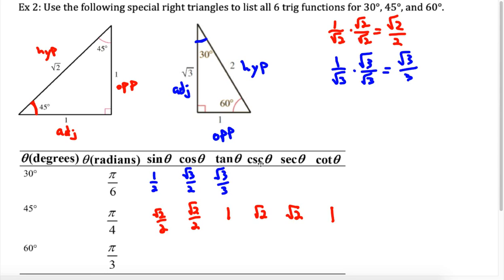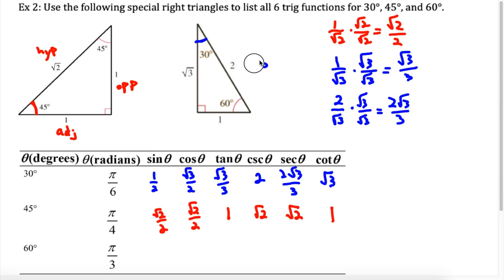Then the cosecant is the reciprocal of sine, so that would be 2 over 1. Secant would be the reciprocal of cosine, so that would be 2 over the square root of 3. Rationalize this, multiply the top and bottom by the square root of 3, and we'll get 2 radical 3 over 3. And then finally, the cotangent would be the reciprocal of tangent. Well, we said that was originally 1 over the square root of 3, so the reciprocal of that would just be the square root of 3 over 1.